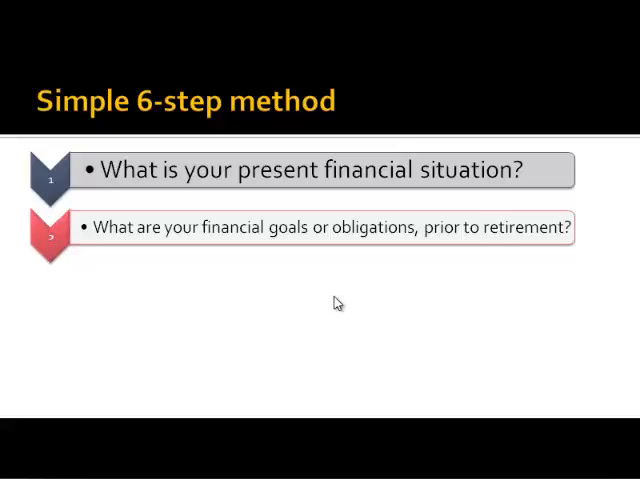What are our financial goals or obligations prior to retirement? Financial goals or obligations prior to retirement are our next consideration, and this step and the following step, step 5, are the most difficult to accurately estimate. So we have to really have an idea to project, or to be able to estimate, what is going to be our future possible or potential expenses in our life.